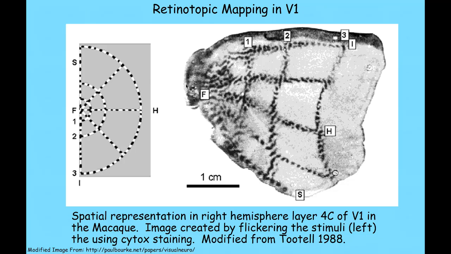Similarly, we see the retinotopic mapping of V1 in this pretty old image from 1988. What they did is they flickered this image in front of a macaque, and then they used a Cytox stain to indicate what areas of layer 4 of V1 in the macaque were excited by this stimulus that they flickered on and off. And so what they got was this representation of this pattern in the cells of 4C in V1 using the Cytox staining.